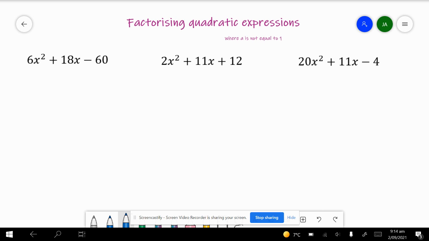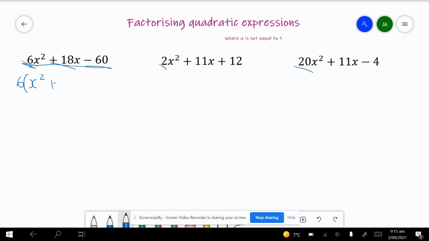So here we're factorising quadratic expressions where a is not equal to 1. What I mean by that is that we've got a coefficient in front of the x squared. First thing you always look for with these ones is to see if there's a common factor, because that makes it a lot easier. And if we look at the first one, we notice that 6 and 18 and minus 60 can all be divided by 6. So you can pull a 6 out the front.